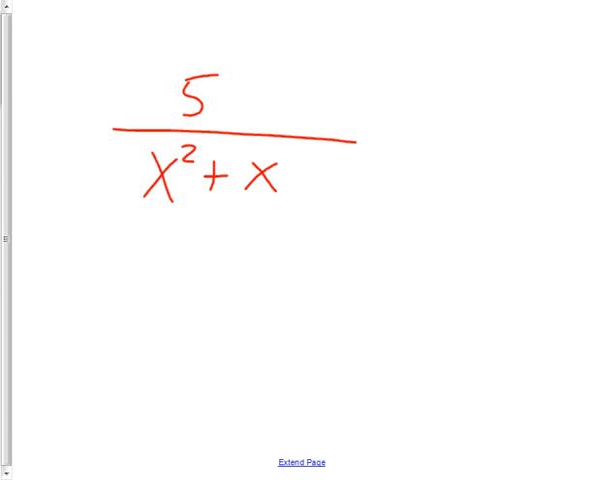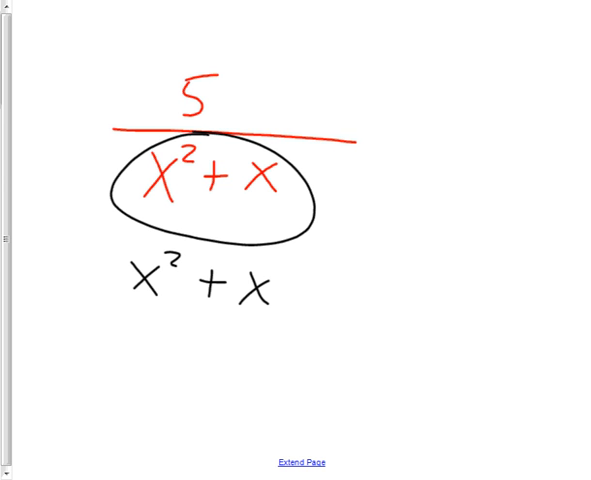I'm not even worried about square roots on this one. It doesn't even have one. But it does have a denominator. And I'm not supposed to let the denominator be 0, right? So what am I going to look for? I'm going to try to find the places where this equals 0. And I'm going to try to avoid those spots. I want x squared plus x equals 0.